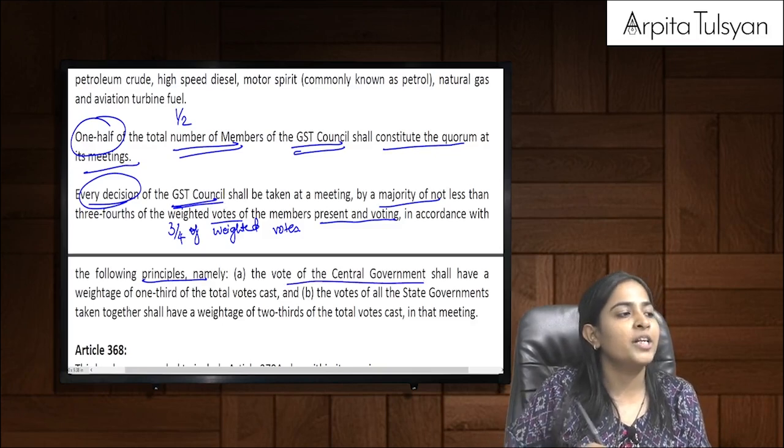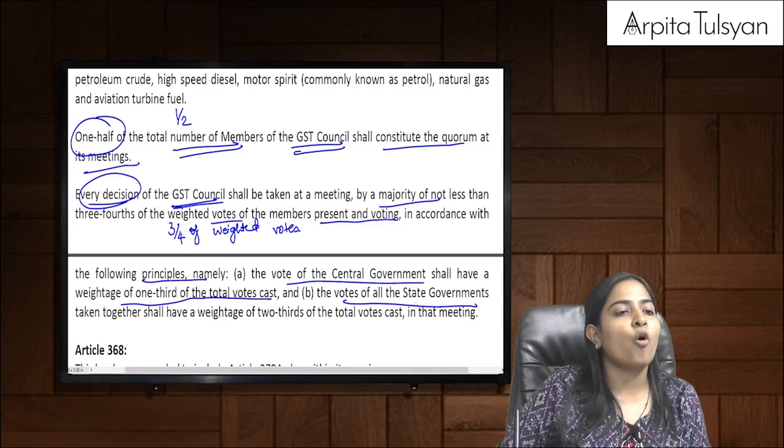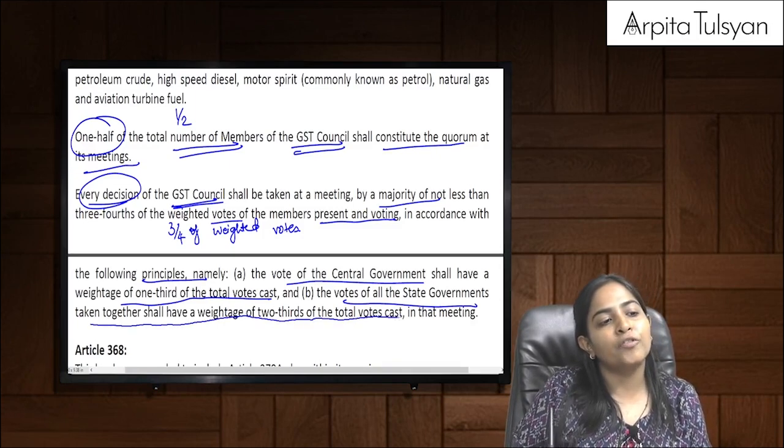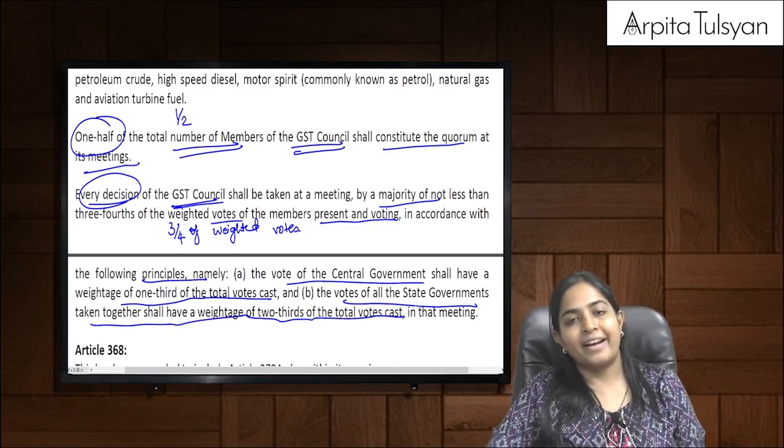Vote of central government shall have a weightage of 1/3 of the total votes cast, and votes of all the state governments taken together shall have a weightage of 2/3 of the total votes cast in that particular meeting. What are they trying to say?